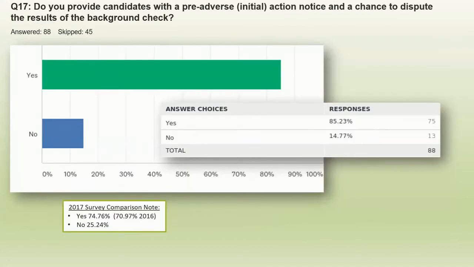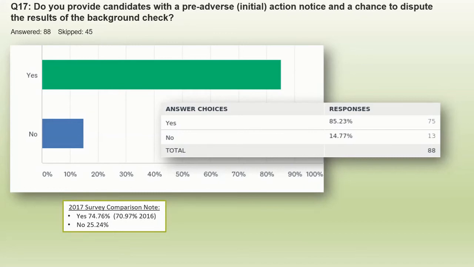Moving on to question 17, do you provide candidates with a pre-adverse, initial adverse action notice and a chance to dispute the results of that background check? What we're talking about is pre-adverse action, so people call it the pre-adverse action letter, the PAAL or PAL. Do you provide them with some type of a notice and a chance to dispute the results? Now, 85% is a pretty good affirmative response rate on this question. I'm fairly confident that the 14%, almost 15%, that stated no may not be directly familiar with their process.